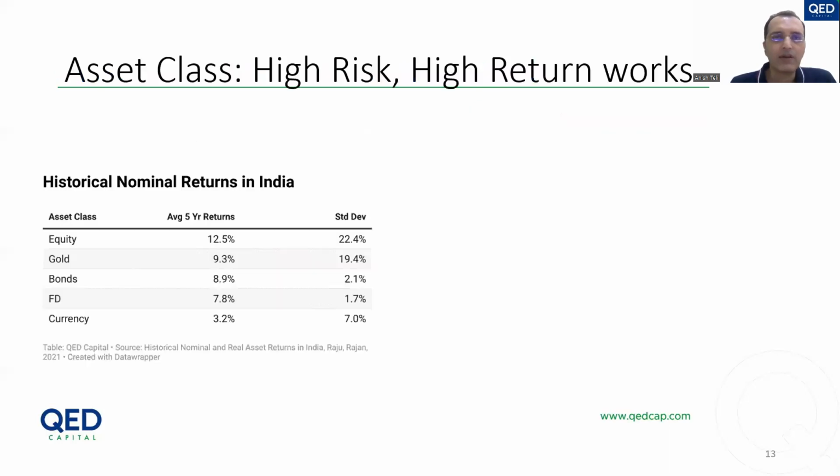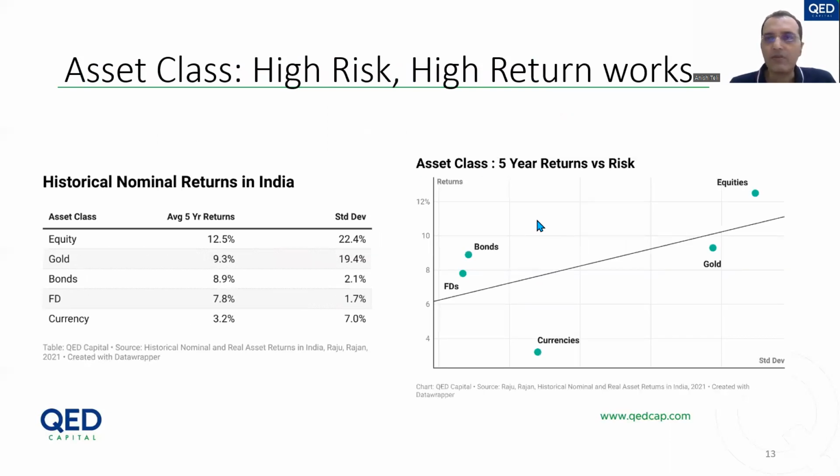Now we saw that the high risk, high reward, high return kind of adage works inter asset classes, and as we can see, equity gives you more returns than gold, currencies, bonds, FD, but also has the highest volatility and has the highest return. So that high risk, high return sort of works at the inter asset level.